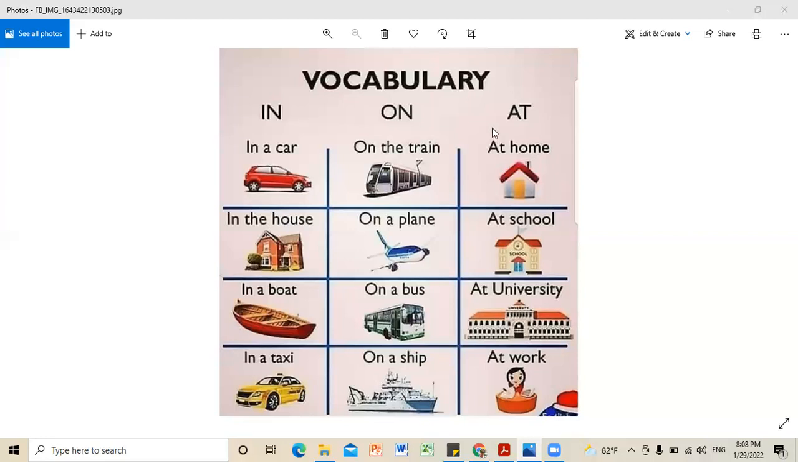I'm at the school. I'm at the market, right? And we can never say I'm in the market. I'm at the market, right? So always keep these things in mind, right?